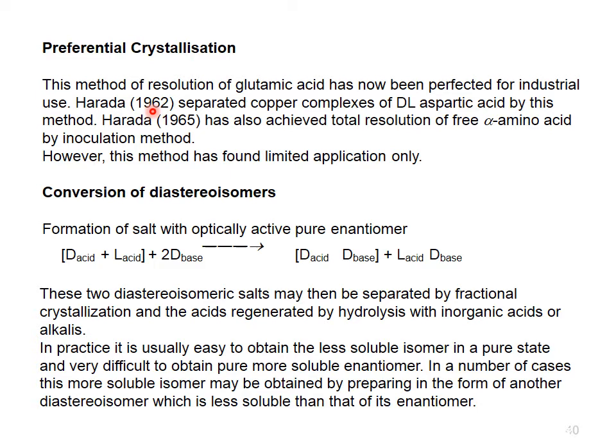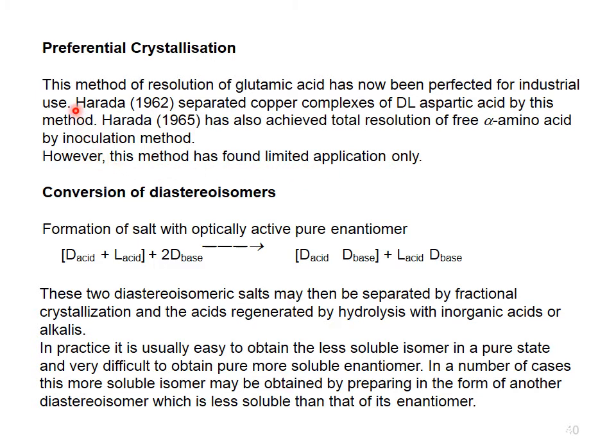Preferential crystallization is the method. This method of resolution of glutamic acid has now been perfected for industrial use. Harada in 1962 separated copper complexes of DL aspartic acid by this method. Harada in 1965 has also achieved total resolution of free alpha amino acid by inoculation method. However, this method has found limited application only.